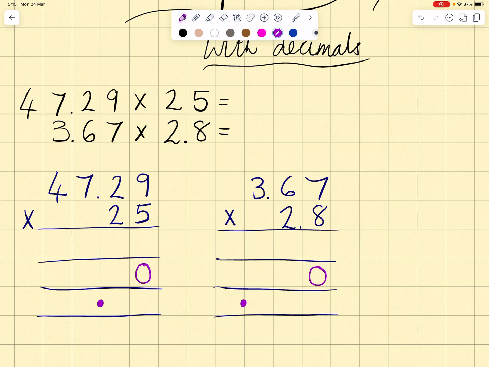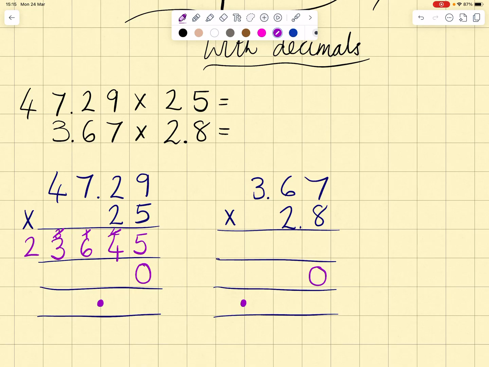So first job, 9 times 5, 45. I'm going to go through these fairly quickly because we've got more explanation in our other videos. 2 times 5 is 10, plus 4 is 14. 5 times 7 is 35, plus 1 is 36. And 5 times 4 is 20, plus 3 is 23.